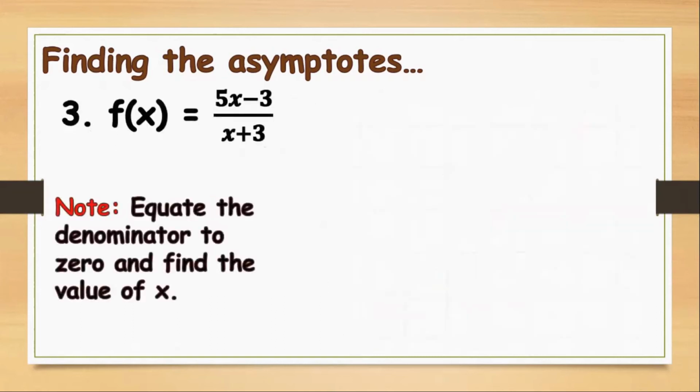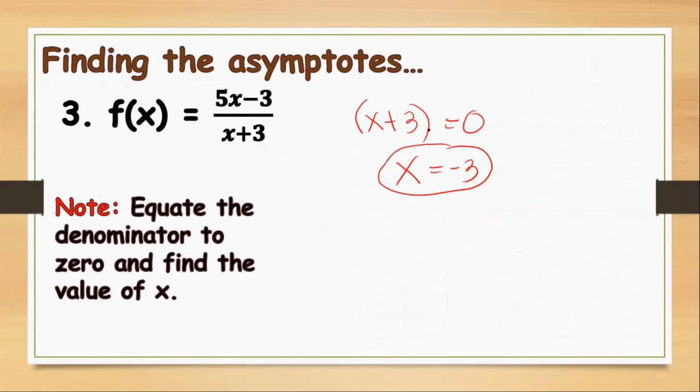Let's continue with our example number 3. f of x equals 5x minus 3 all over x plus 3. Finding the vertical asymptote, we should equate the denominator to 0 and find the value of x. x plus 3 equals 0, and so we have x equals negative 3. This will be our vertical asymptote.